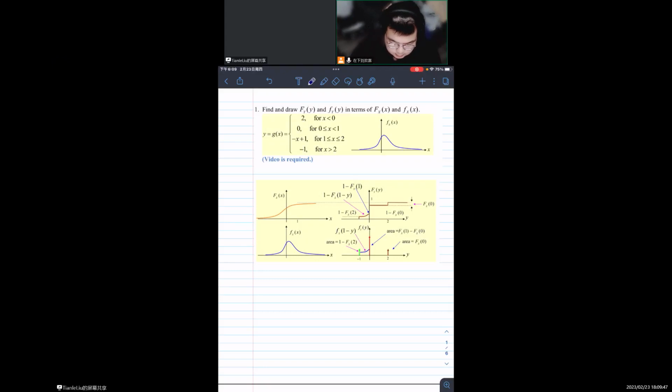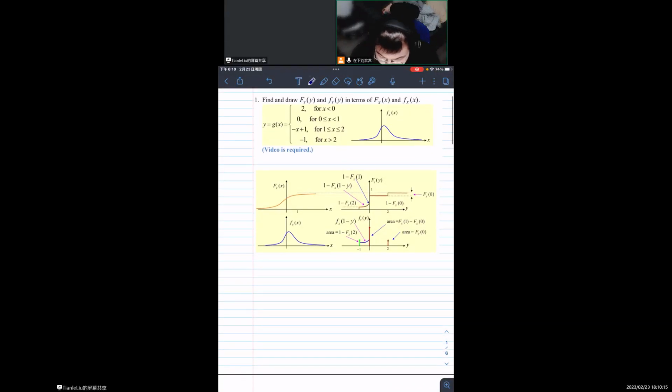Here is the way to do it. You can see the shared screen on my monitor. Now let's do it step by step. We already have y equals g(x) from the problem, and I pasted a picture from the clues of the homework given by the professor. Now we can use this picture to find out how to draw this and how to find the probability density function and the probability function of y with respect to y.